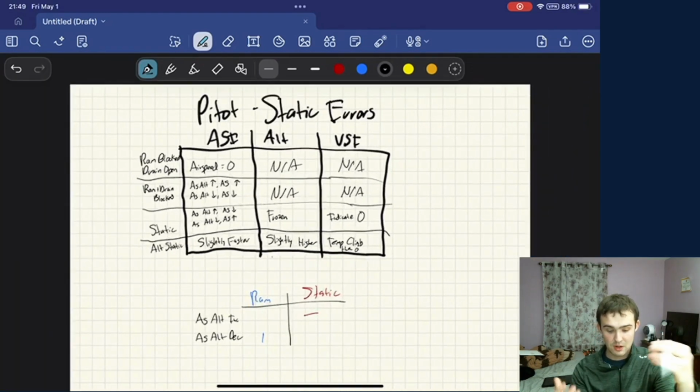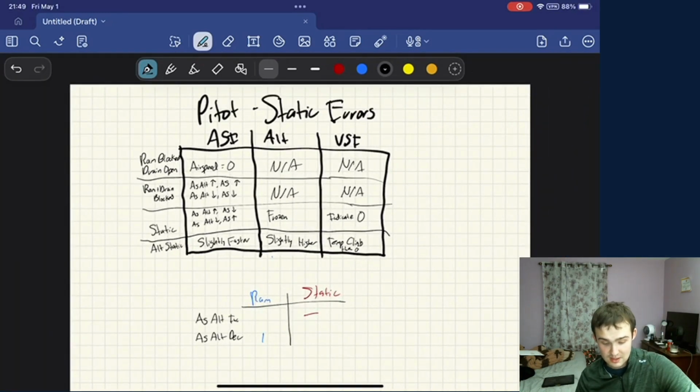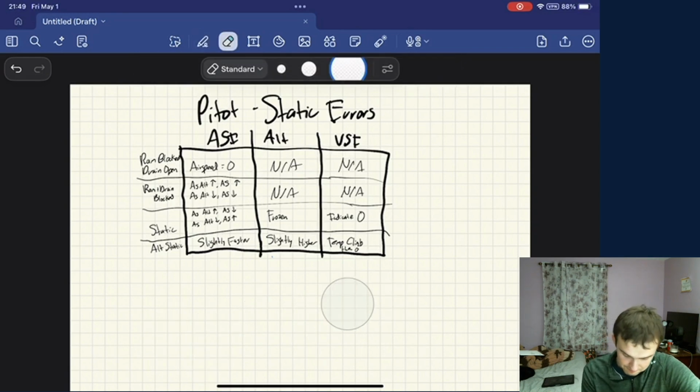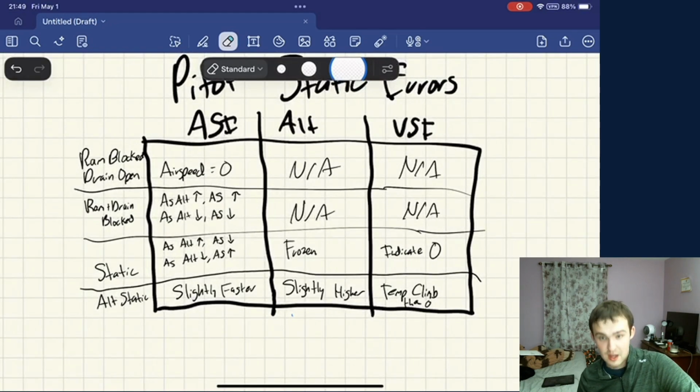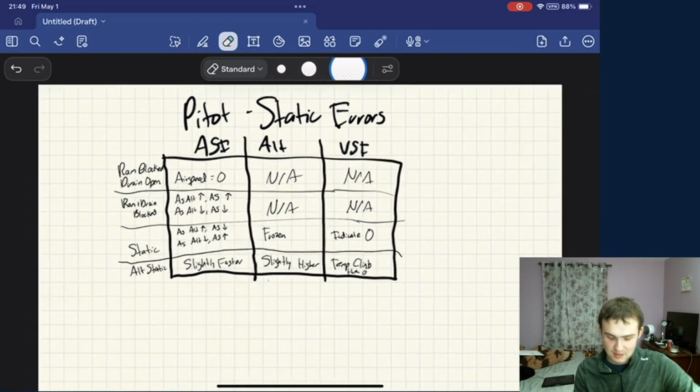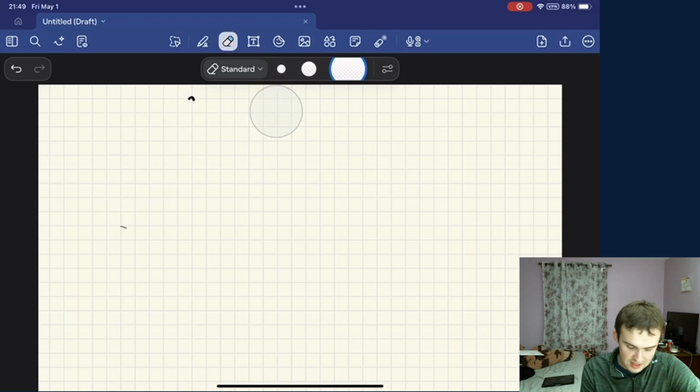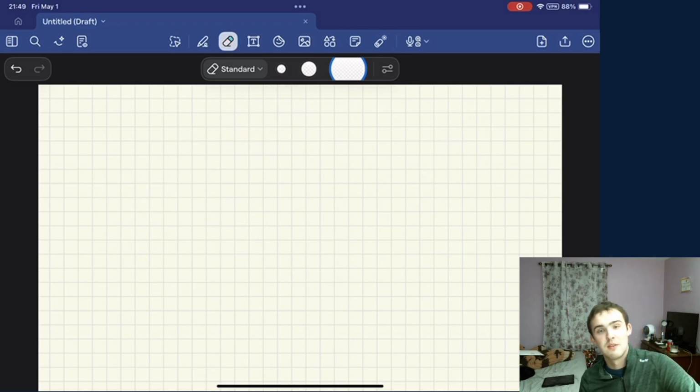So those are our pitot-static blockages that we're going to see. We've got if the ram port's blocked with the drain ports open, if the ram and drain are blocked, if we have a static blockage, and what happens if we decide to use alternate static. Very simply put, that is our pitot-static system. That's what you need to know about the pitot-static system, whether it be at the private, instrument, or commercial level.